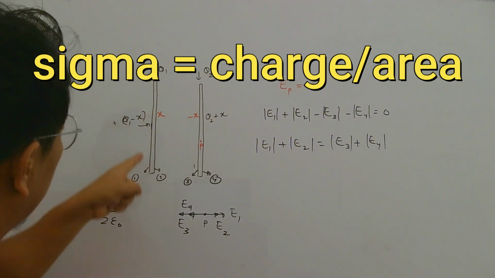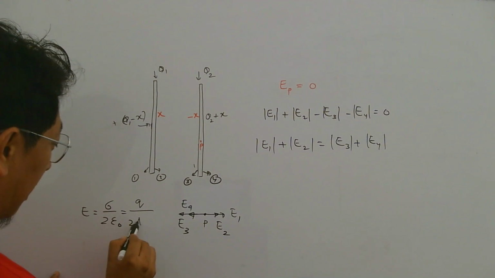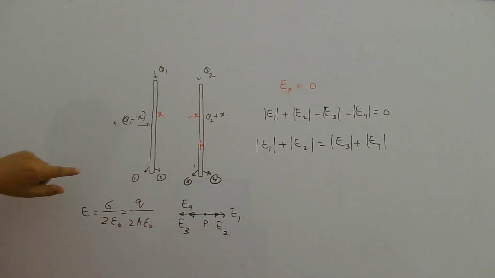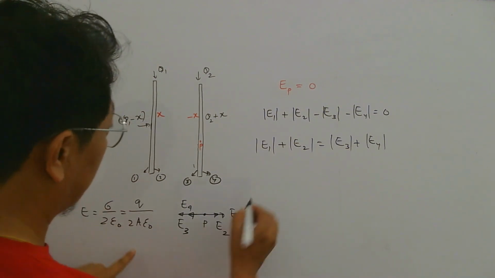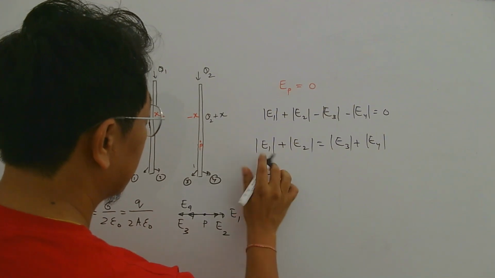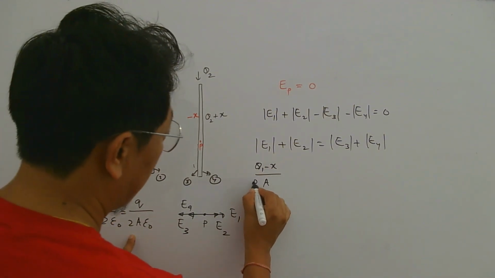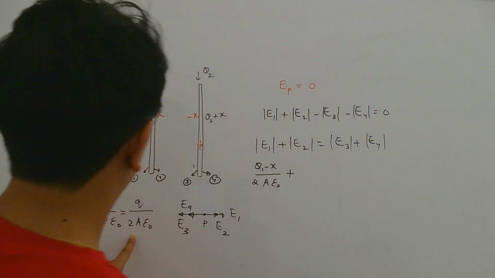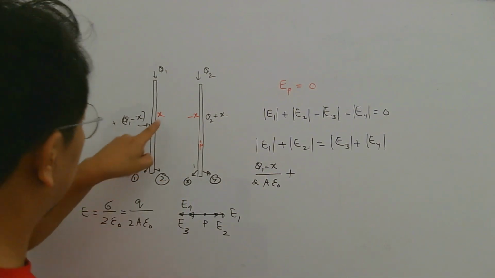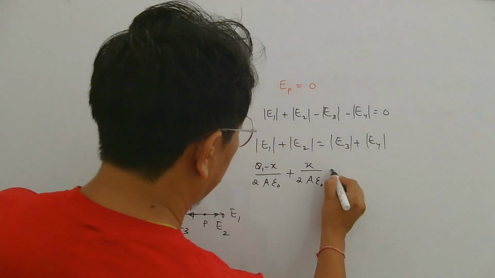Here I am assuming charge is this. So, let us write this formula in terms of charge. So, charge by area. Area of each plate we are assuming same. So, what is electric field due to this sheet? Sigma is charge by area. Charge is Q1 minus X by area divided by 2 epsilon naught plus electric field due to second sheet. Remember, this is the second sheet. Okay. Charge is X. So, X by A is sigma divided by 2 epsilon naught.